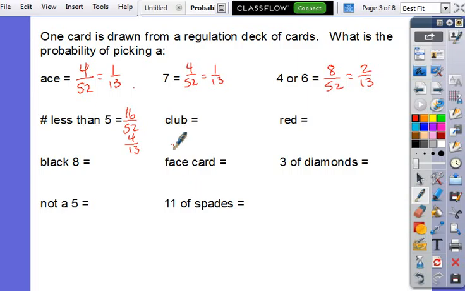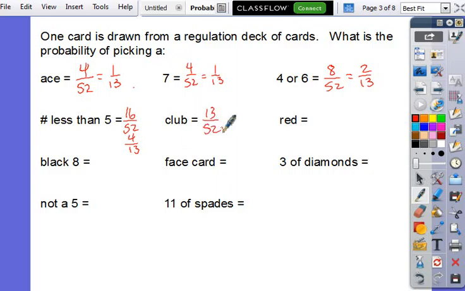Next one says club. How many clubs are there? What's a club? That's one of the suits. You got an ace, then 2 through 10. So that's 10 right there. Then jack, queen, and king. Ace through 10 is 10. Jack, queen, king. 13. There's 13 out of 52.